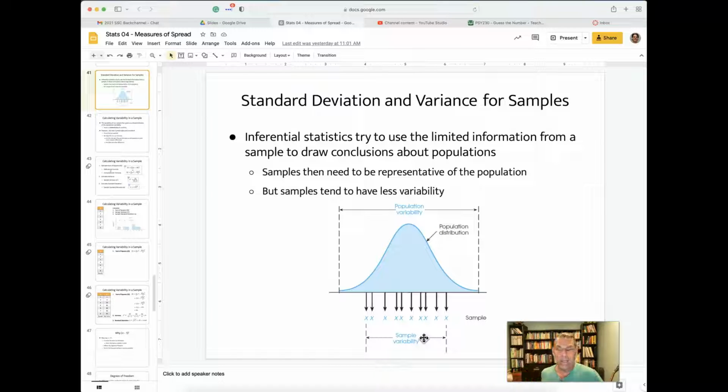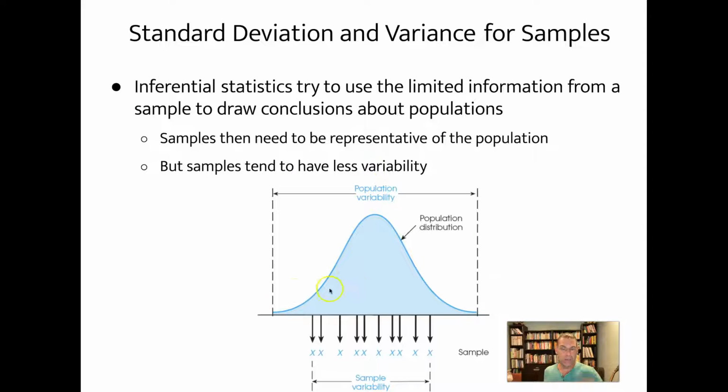The main way I can explain that is with this picture here. When we have a population, let's say it's normally distributed. Again, you want to remember this is a frequency graph. The y-axis, the height of this blue curve, is the number of people.